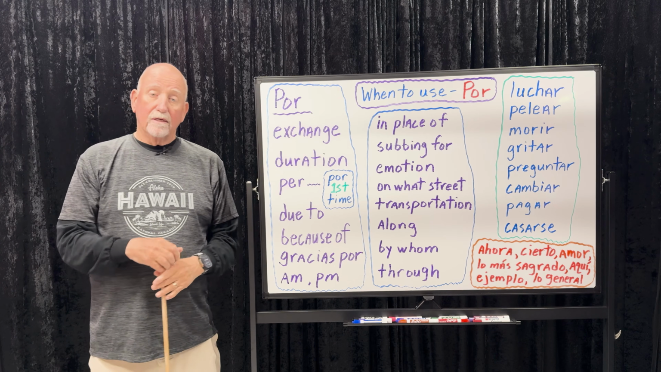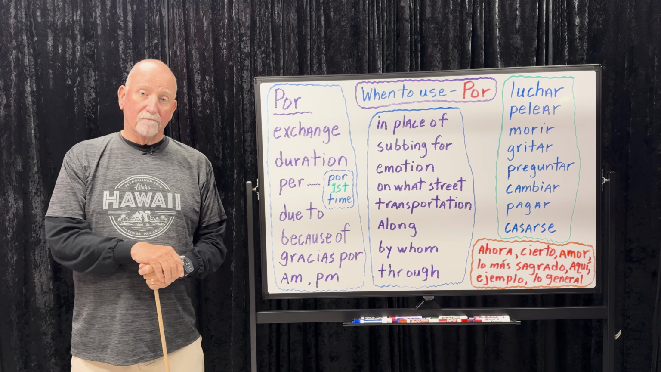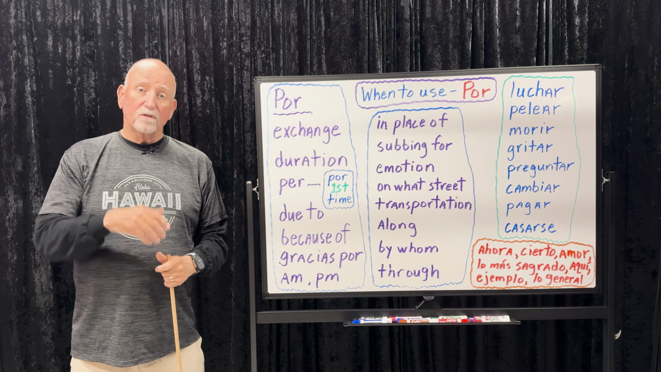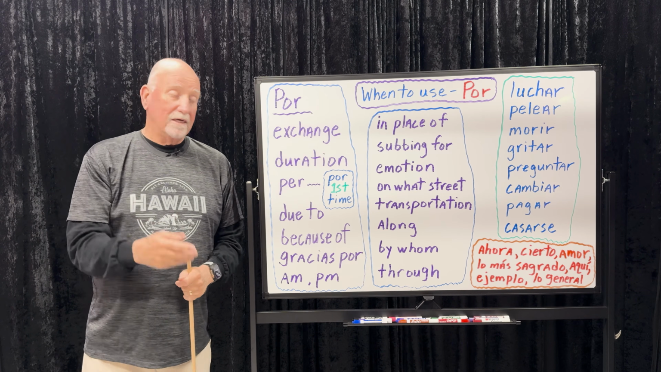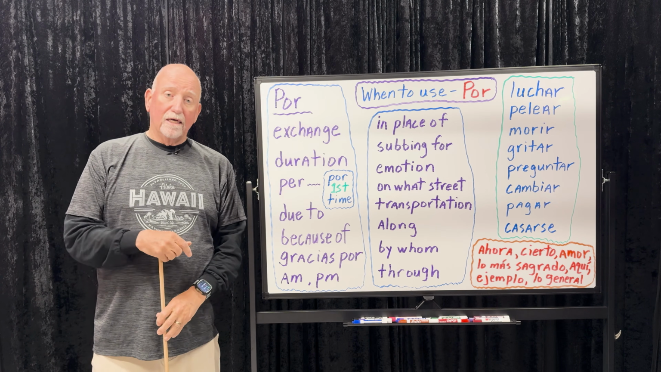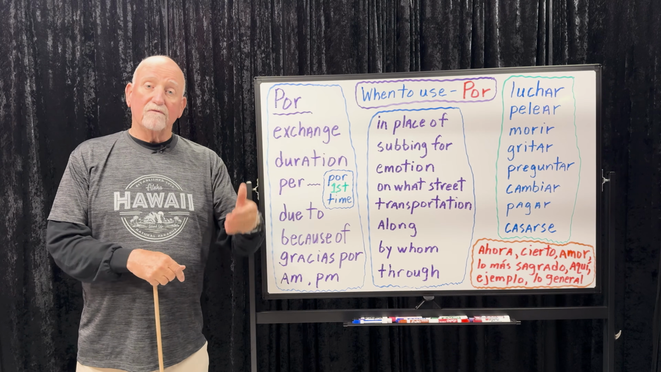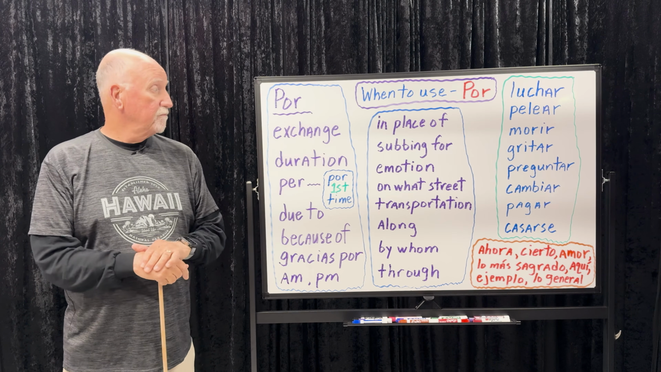AM, PM. Por la mañana, AM. Por la noche, PM. We do it in the PM. Lo hacemos por la noche. Lo hacemos por la mañana. In place of. You show up to work and you say, I'm here for John today. Yo estoy aquí por Juan. Juan está enfermo. Estoy aquí por él.